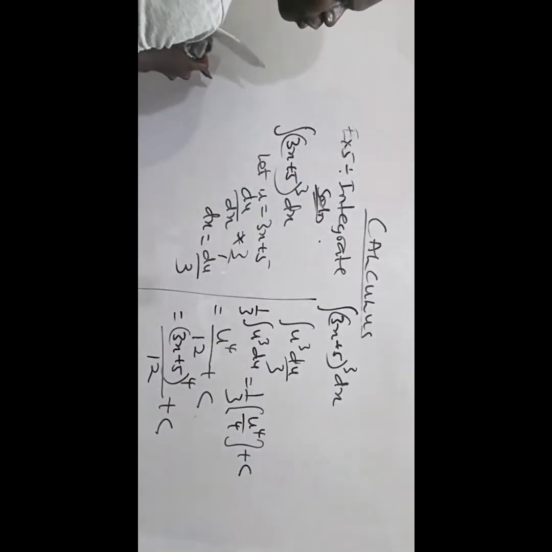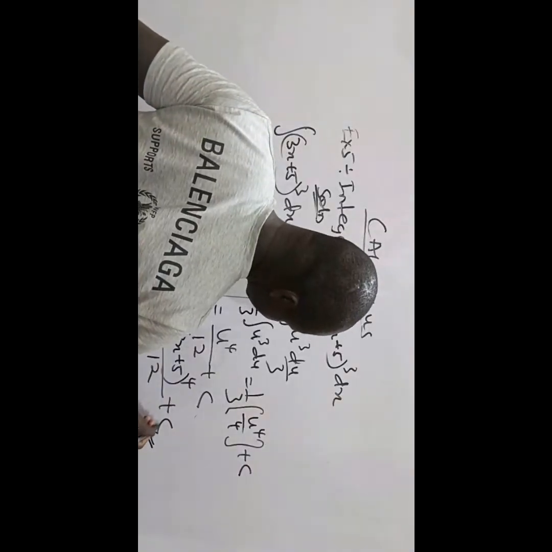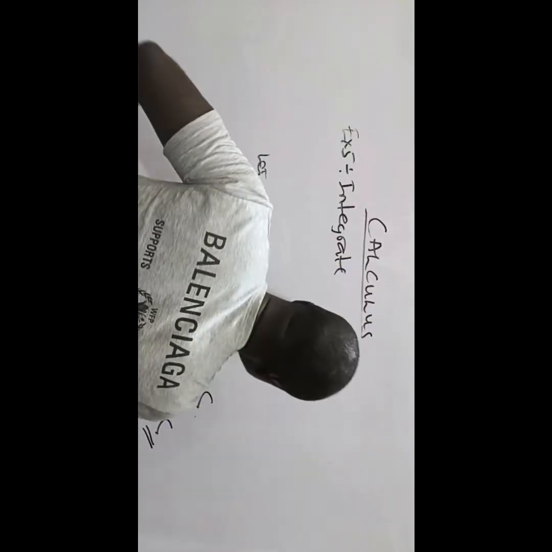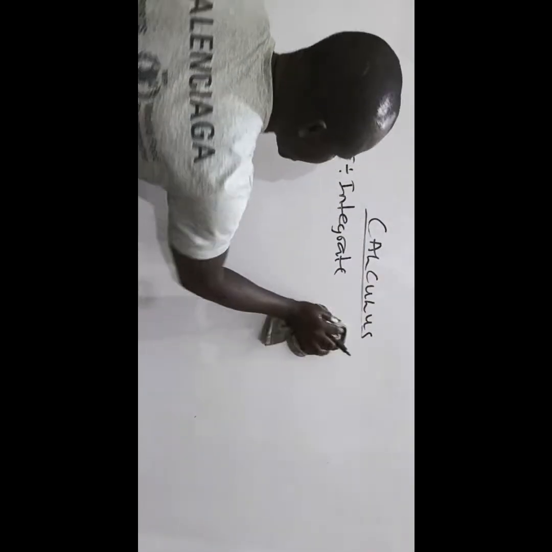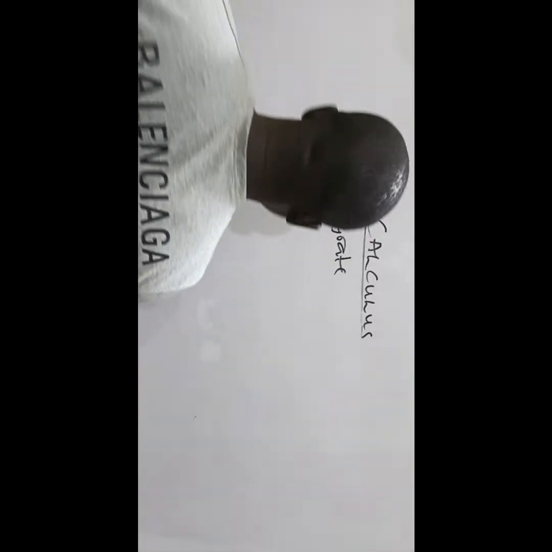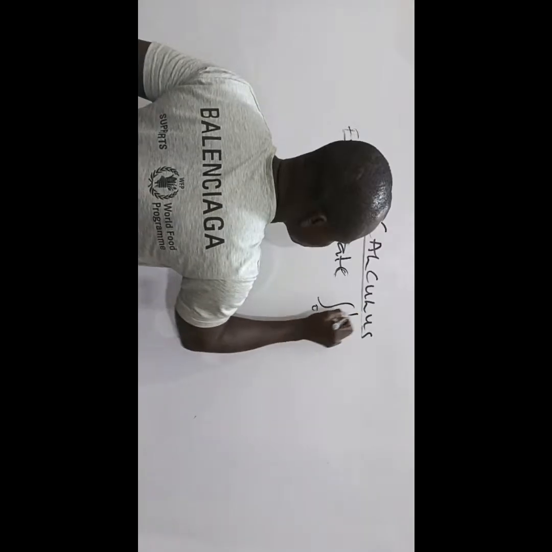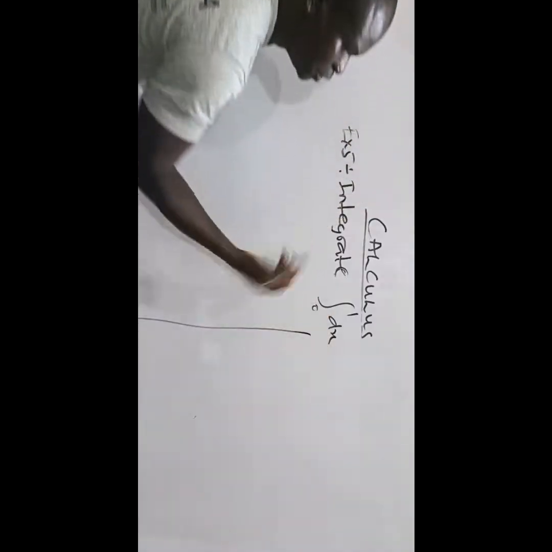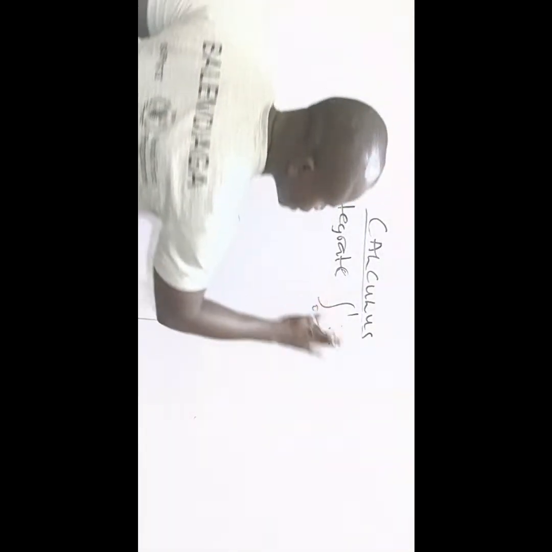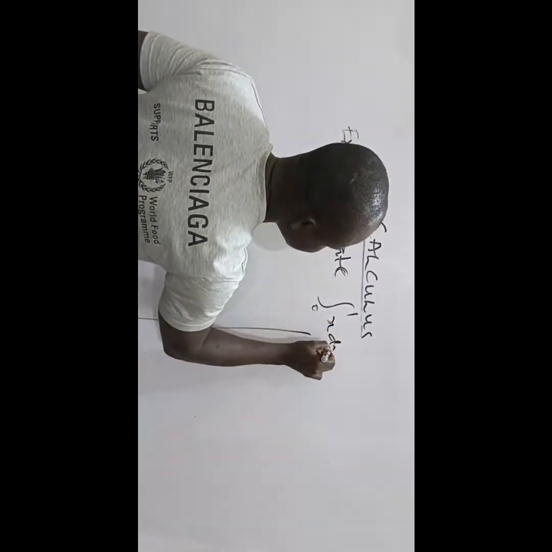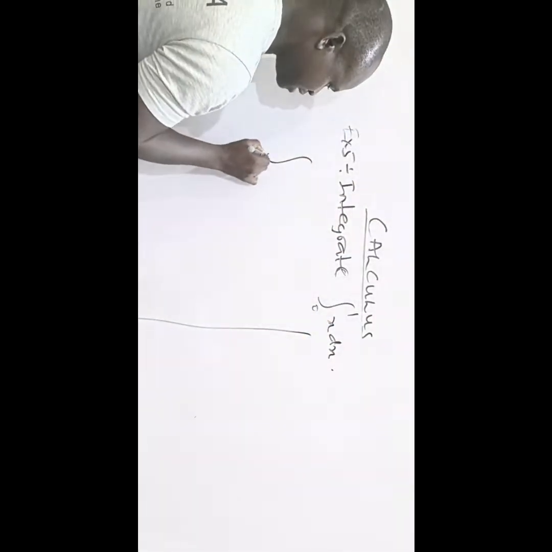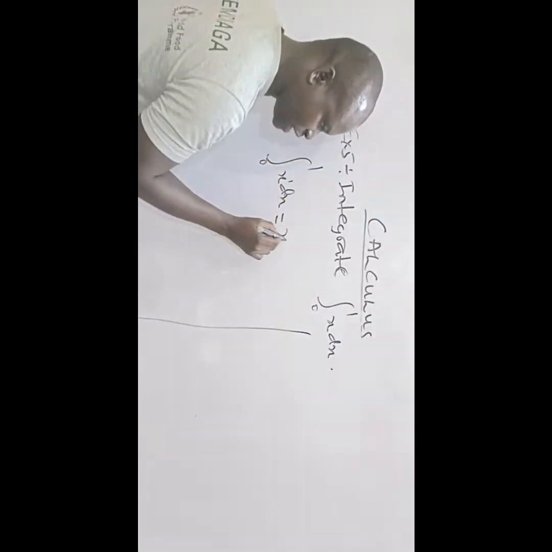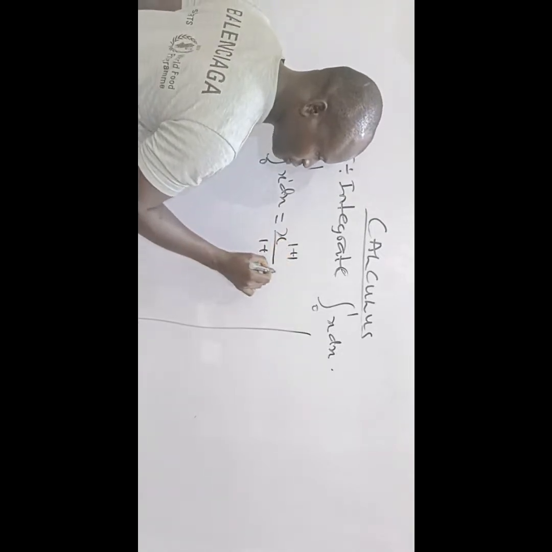From example 1 to example 4, at the end of the day, we normally add c, which is the arbitrary constant. But what if we are given a definite integral, in the sense that it has both lower and upper bound? Let's say, for example, we have integral from 0 to 1 of x dx. So if I integrate x, x is x raised to power 1, I'm going to have x raised to power 1 plus 1, over 1 plus 1, plus arbitrary constant.